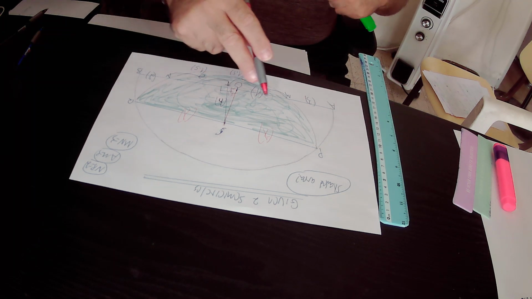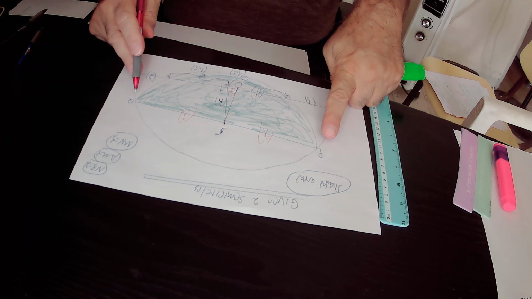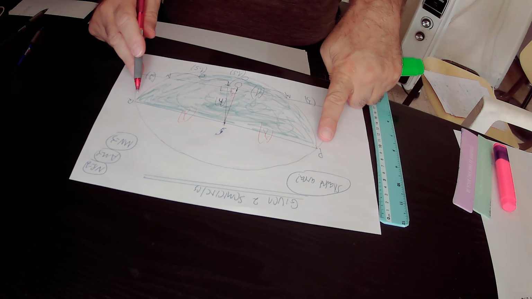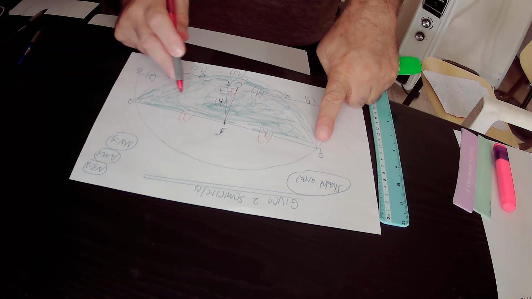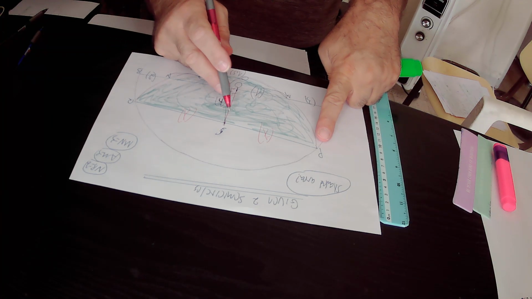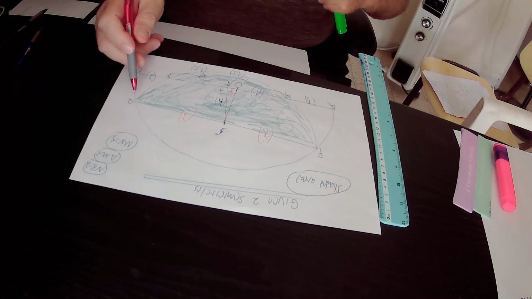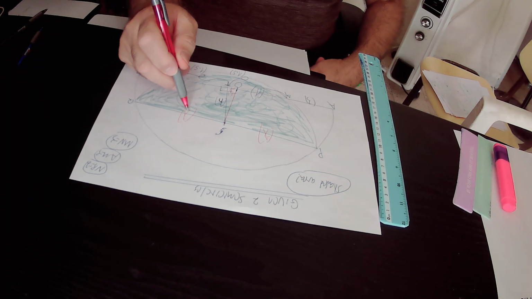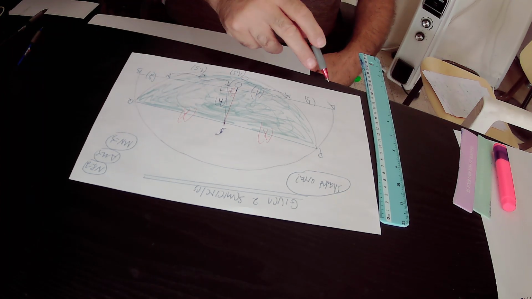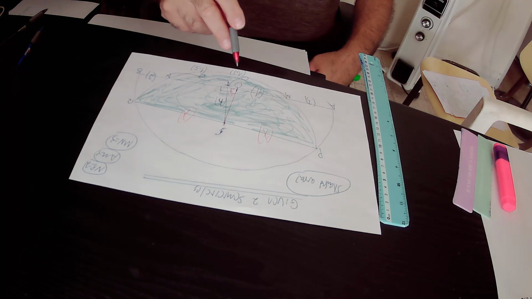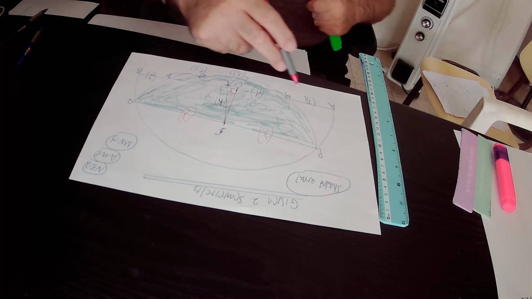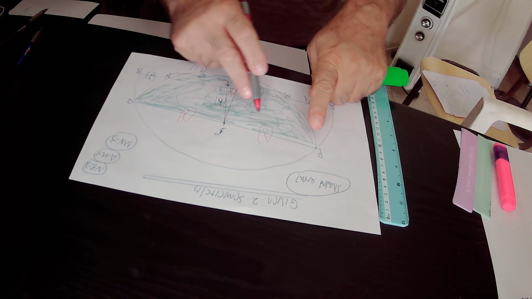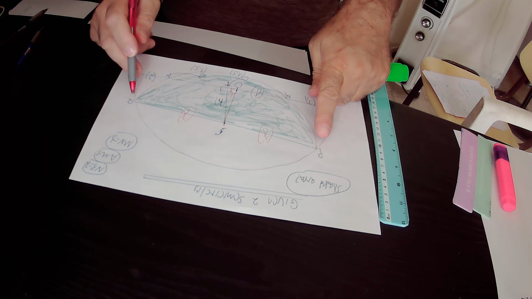Why does OS bisect chord PQ? Because PQ is the diameter of this small semicircle, which equals 2x. At point S, OS bisects PQ into 2 halves. Each half equals x, of course. PS equals x and SQ also equals x. So from the center of this big semicircle, we draw line segment OS that bisects chord PQ.